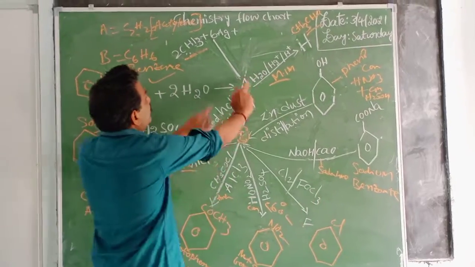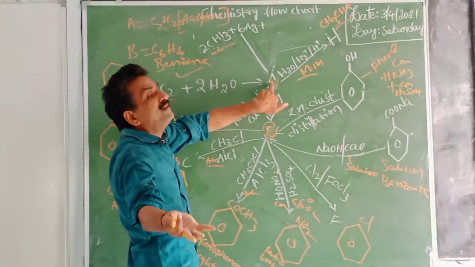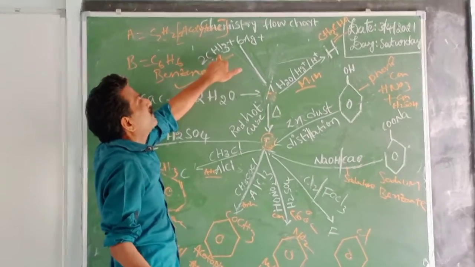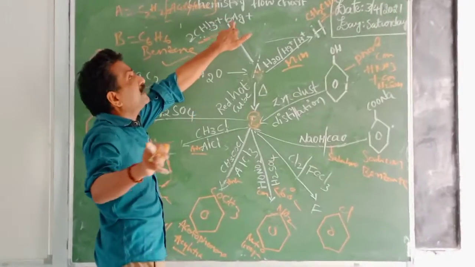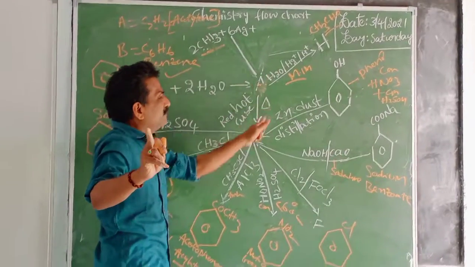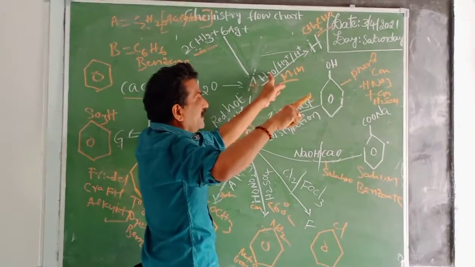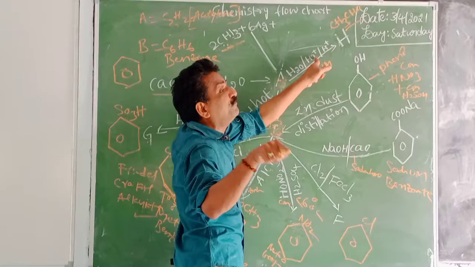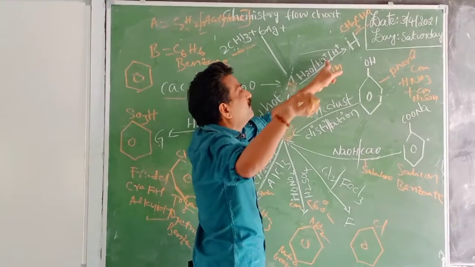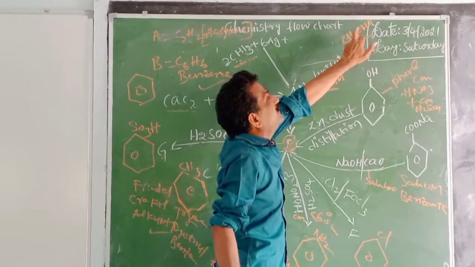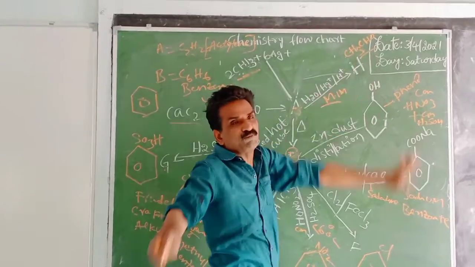So, last one, acetylene. How do you prepare acetylene? Iodoform, CHI3, reacts with silver metal, we get acetylene. Acetylene reacts with water in presence of mercuric sulfate and hydrolysis, we get acetaldehyde, CH3CHO.